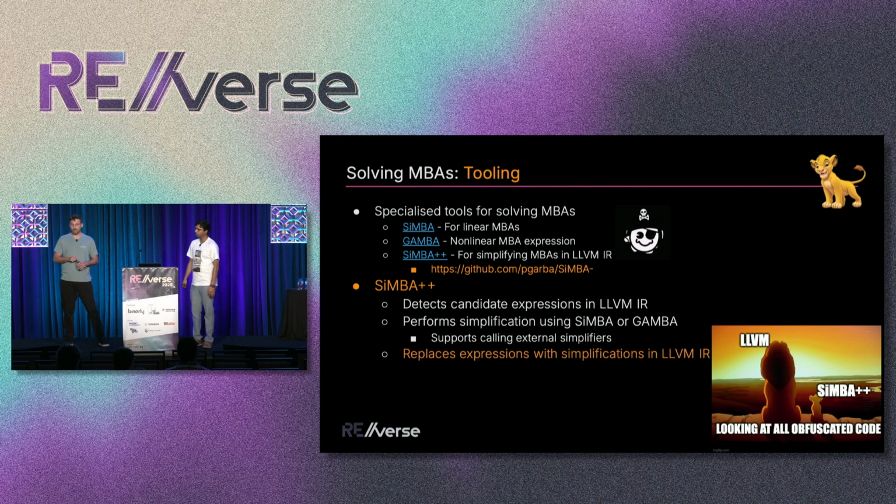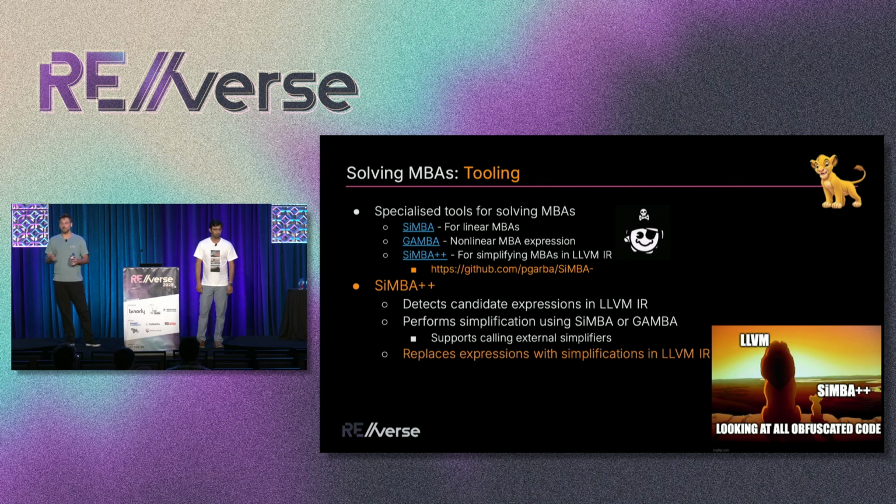Peter? Yes, so Simba++ is a tool I wrote. You can find it in my GitHub repo. Basically, it tries to solve the problem of finding those MBAs. In small functions it is quite easy to identify them. But imagine a big function. Where are the expressions that you're looking for? Where do they start? Where do they end? We need to somehow solve this problem.